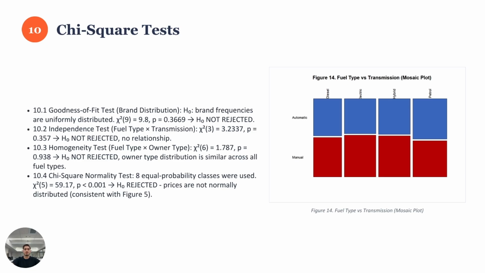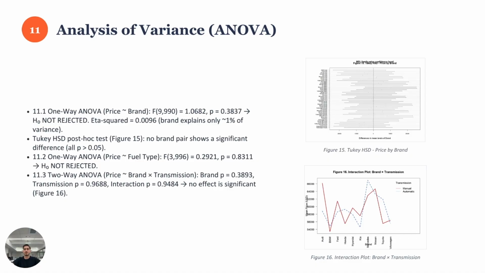Now our ANOVA results. As figure 15's Tukey HSD plot shows, all intervals cross zero, so there is no significant price difference between any brand pair. Eta squared is only 0.0096, so brand explains about 1% of variance. Fuel type also showed no difference. In figure 16, the interaction plot lines for brand and transmission cross, but the two-way ANOVA found neither effect significant.